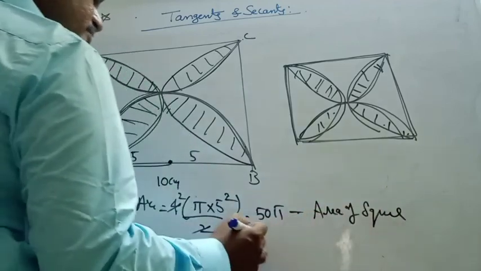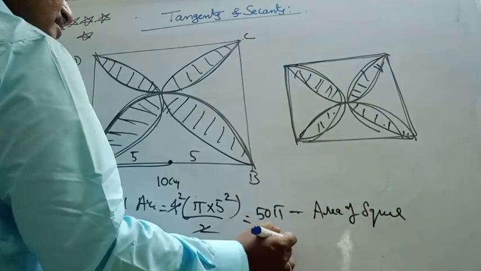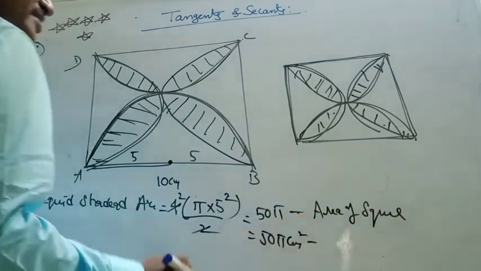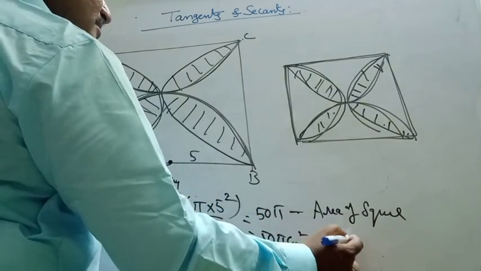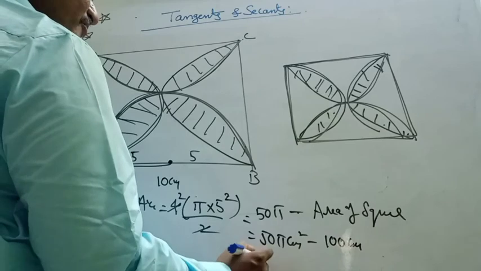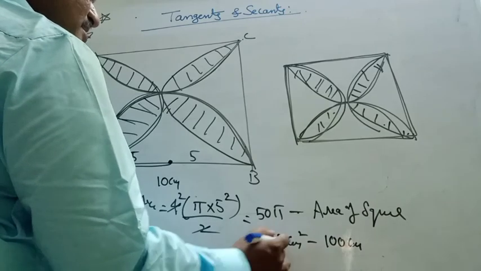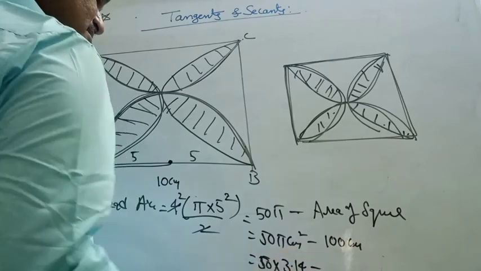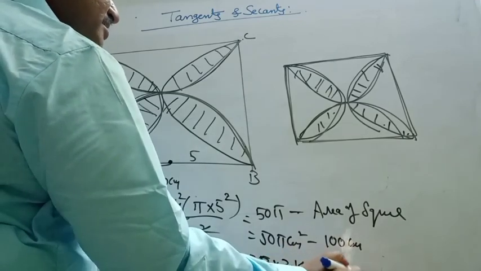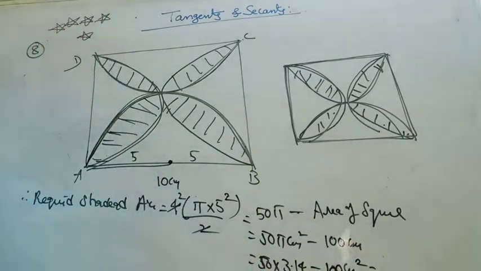Now this is 50 pi centimeter square minus the area of the square. The area of the square is nothing but 10 into 10, 100 centimeter square. Now 50 into pi, which is 22 by 7, minus 100 centimeter square. If you simplify that, you will get the required area.